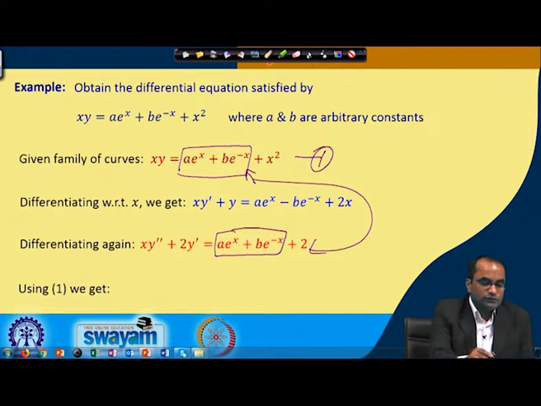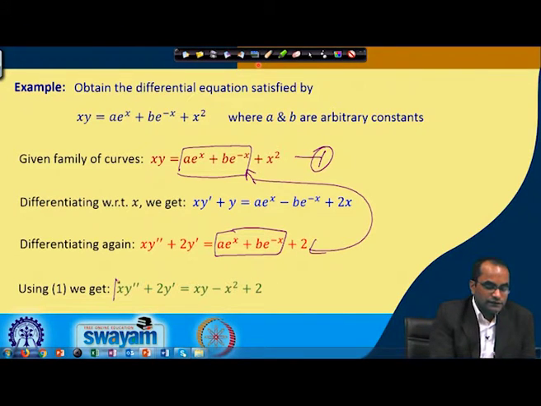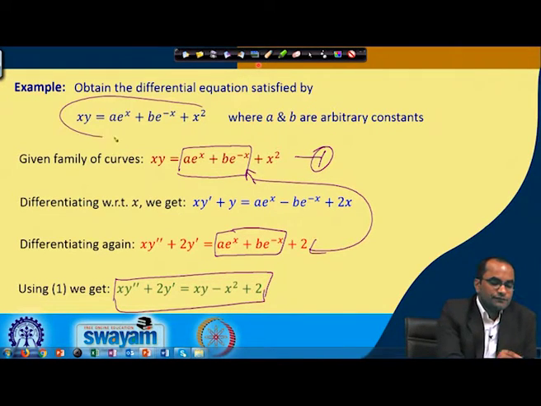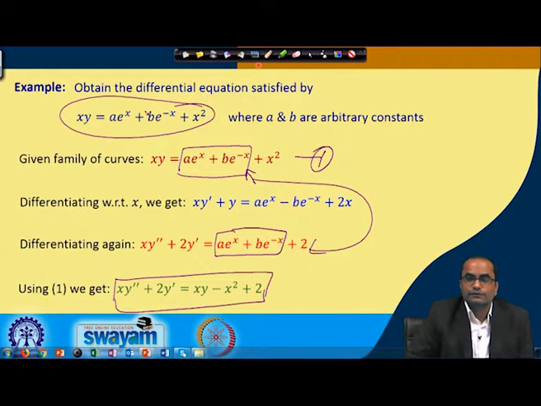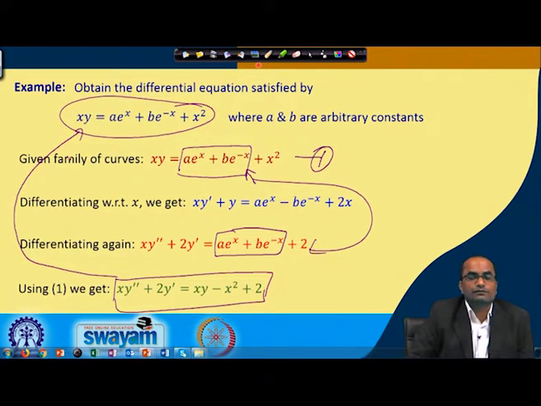What do we get now? We will get x y double prime plus 2 y prime is equal to, this is replaced by x y minus x square, and this plus 2. So, now we got this differential equation here, which corresponds to this family of curves with 2 parameters, or in other words, the solution of this differential equation is nothing but this given 2 parameter family of curves.